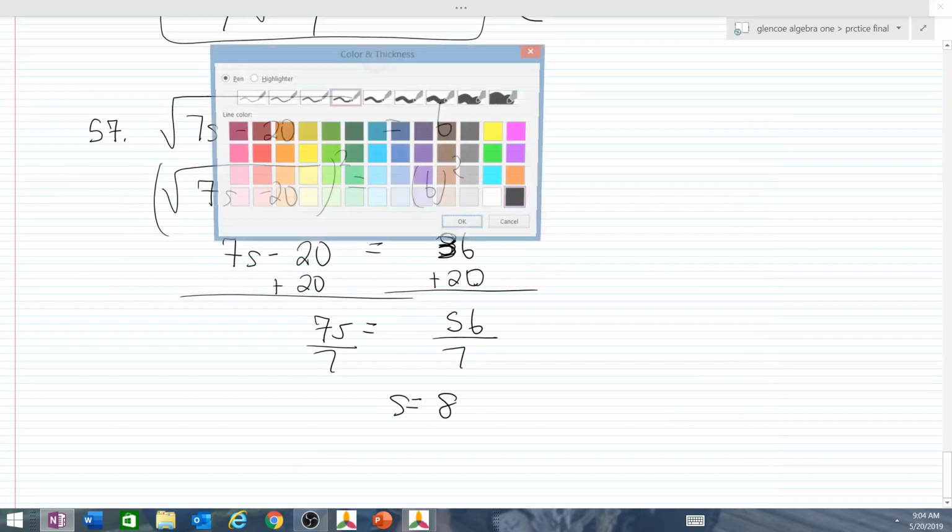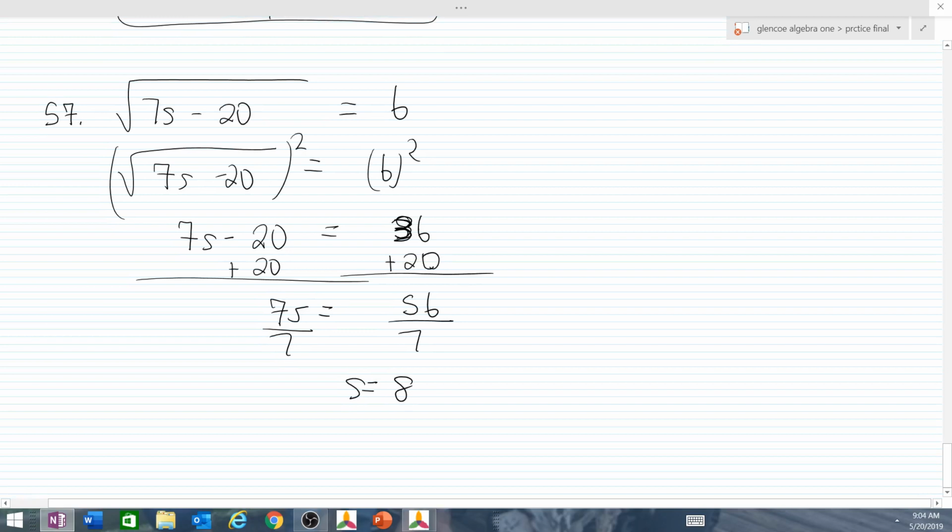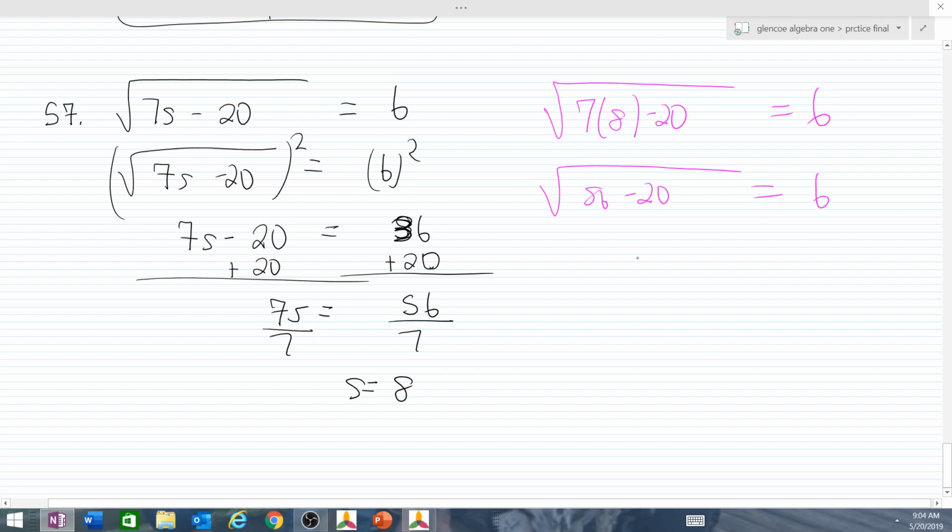Because sometimes when you square, you form an extraneous solution. Okay? So now you're going to plug it in, and it needs to make sure that the left side equals the right side, which means a positive number equals a positive, not a positive equals a negative. So 7 times 8 minus 20 equals 6. Radical 56 minus 20 equals 6. Radical 36 equals 6. 6 equals 6. 8 is a true solution.